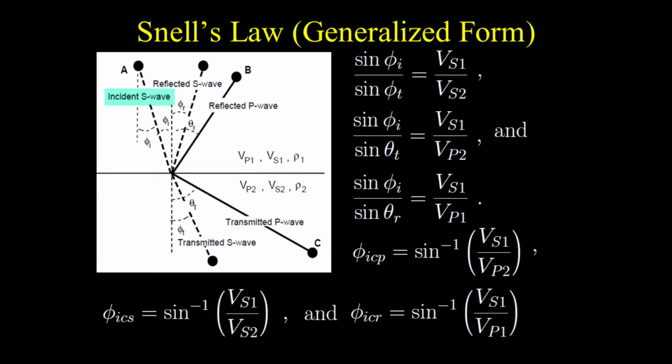So for an incident S wave, we can have three critical angles. One angle is associated with refracted P waves in the bottom half space. The second angle is associated with refracted P waves in the top half space. The third angle is associated with refracted S waves in the bottom half space. Note that we have refracted waves here in the top half space because the P wave velocity is always greater than the S wave velocity for a given homogeneous isotropic elastic medium.